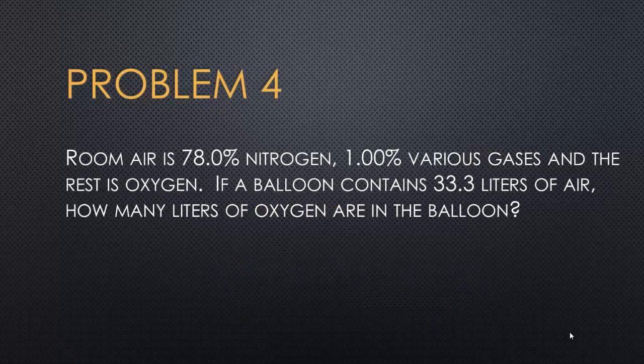One more problem, and then we'll be done. Turns out that room air is made up of nitrogen, oxygen, and a whole bunch of gases. 78% of room air is nitrogen. 1% is the various gases, and so all the rest has to be oxygen. I hand you a balloon that contains 33.3 liters of air. How many liters of oxygen are in the balloon? Stop, figure it out, come back, check the answer, and then we'll go over it. Go. The correct answer is 6.99 liters.